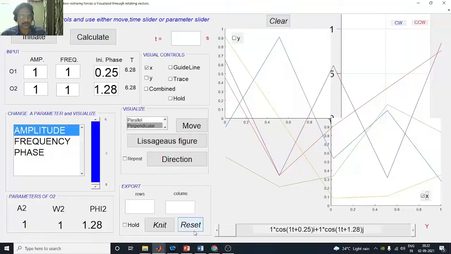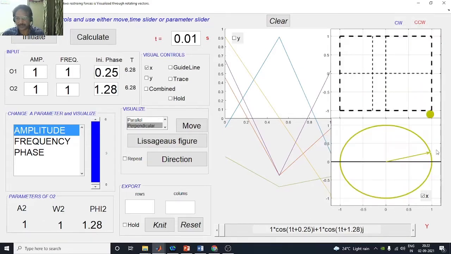Hello everyone, in this video I am going to use the concept of rotating vectors to visualize the addition of oscillations at right angles. So for that we have two oscillations, O1 and O2. O1 has amplitude of 1, frequency of 1 and some initial phase of 0.25. So at t equal to 0 it would translate to this. This is this oscillation. The actual oscillator is here and its representation is this arrow.